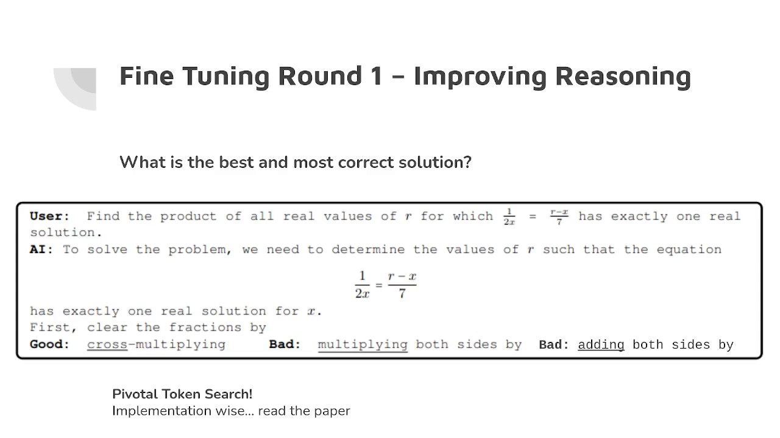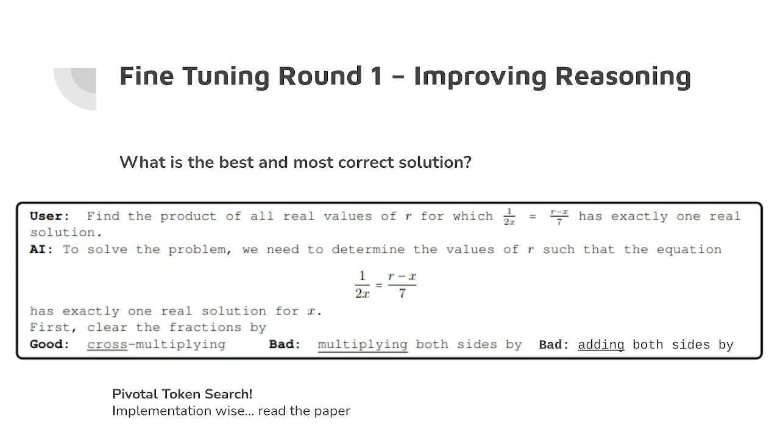The best solution is to cross multiply here because A, it is correct. B, it gets us to our next step faster. So multiplying both sides by some constant is a very valid answer, but it wastes some time. Adding both sides by something wastes some time. So what we want to do is add a reward whenever the token generates a cross, assuming that's the token given this context. And we want to disincentivize the model from using the word adding with this context.